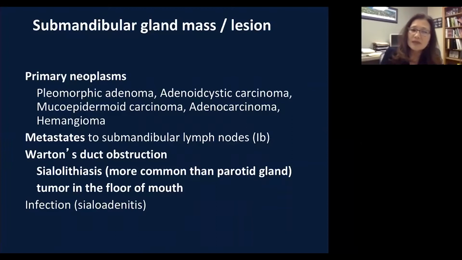You could have a metastasis to the submandibular lymph node, which is outside of the gland. You could get Wharton duct obstruction from sialolithiasis, which is more common than a parotid gland stone. Also, tumor in the floor of the mouth can cause enlargement of the submandibular gland, or infection of the gland itself, or sialadenitis from ascending infection from the oral cavity.